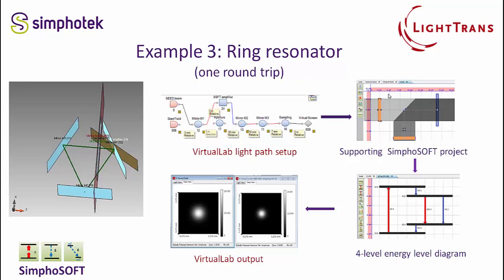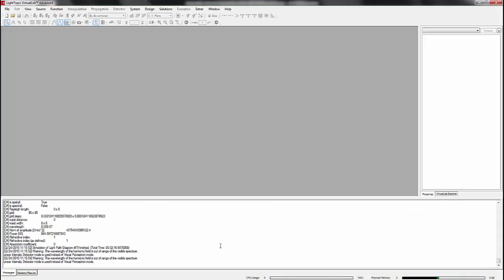On the upper right here you see the supporting SimphoSOFT project. Again, it's an amplifier project with 2 sources, a seed beam and a pump beam. Below that is the 4-level energy level diagram for neodymium YAG. Again, we're going to use the simple 4-level model for neodymium YAG. And to its left is the VirtualLab output. So now we'll go to the project in VirtualLab.